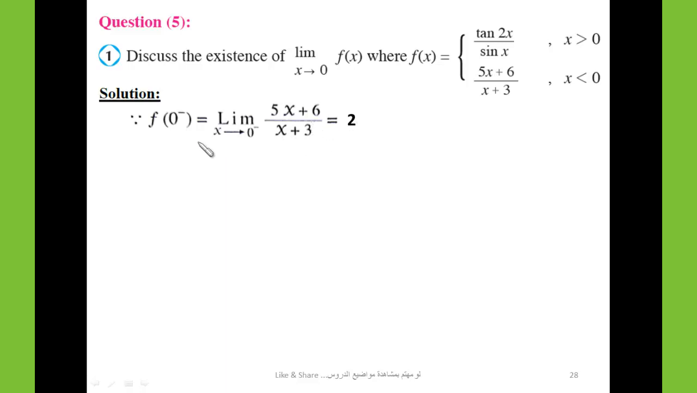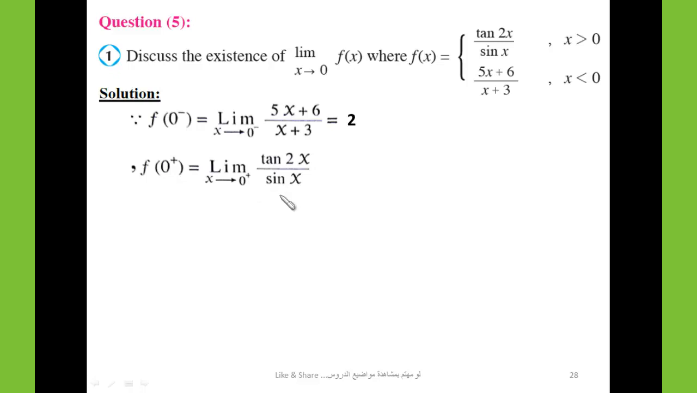So the left limit equals 2, and now you calculate the right limit. f of 0 from the right equals the limit of tan 2x over sine x, as x tends to 0 from the right.